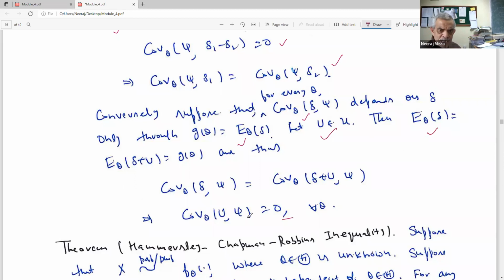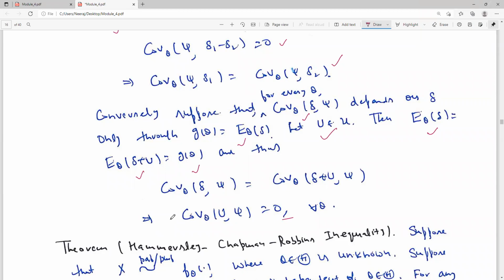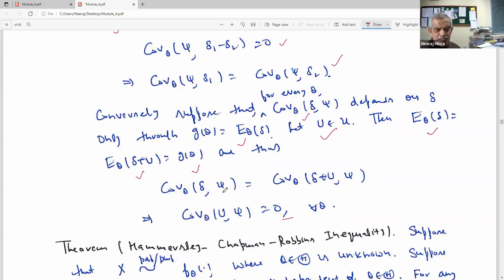Then I know that the expected value of delta would be the same as the expected value of delta plus u, which is the same as g(theta). And therefore, the covariance of delta and psi would be the same as the covariance of delta plus u and psi, because you're given that the covariance of delta and psi depends on delta only through its expected value. So if delta and delta plus u have the same expected value, their covariance with psi would be the same. But this is the same as the covariance of delta and psi plus the covariance of u and psi. And the covariance of delta and psi gets canceled on both sides. So it is the same as saying the covariance of u and psi is zero.